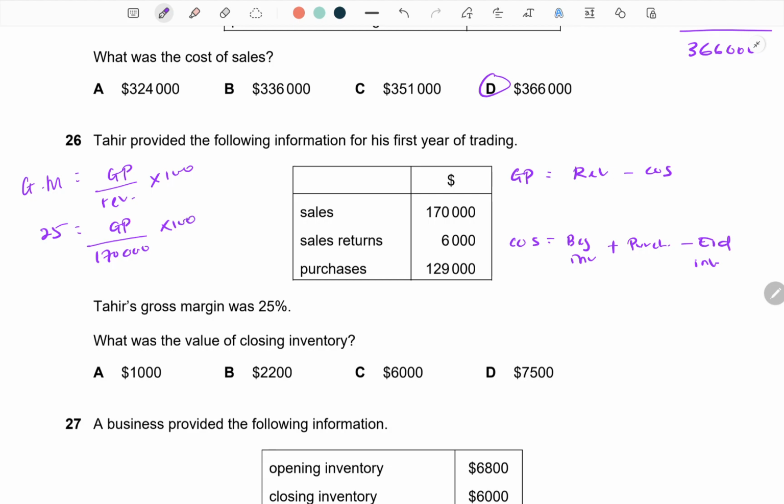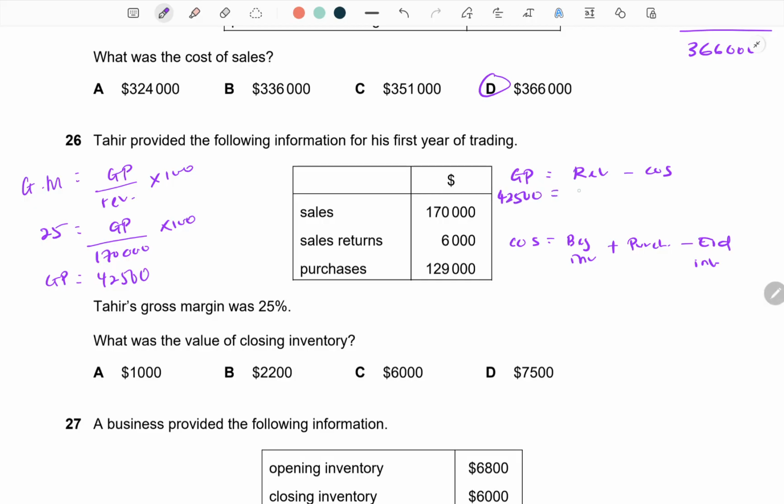So you get your gross profit equals to, let me press calculator. So 0.25 multiply 170,000. So 25 divided by 100%, and then you multiply with 170,000, so you get 42,500. Okay, so let's find first the cost of sale. Because you already got the gross profit. So gross profit you got 42,500.